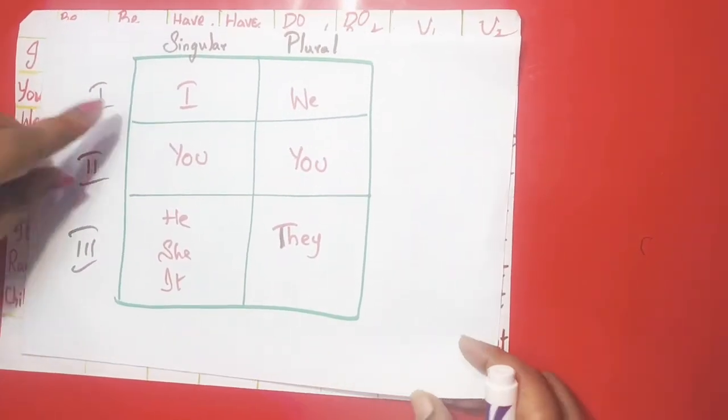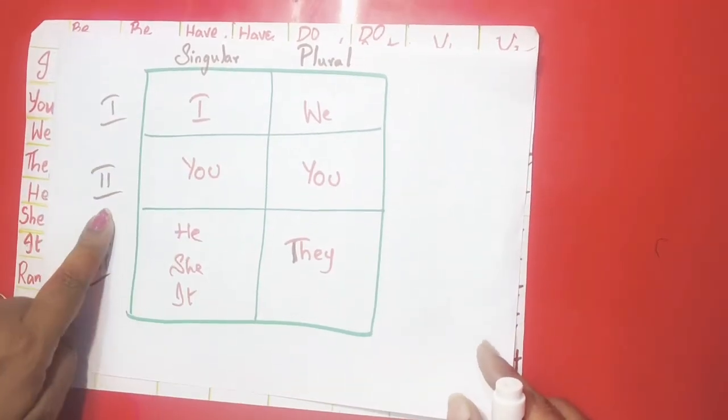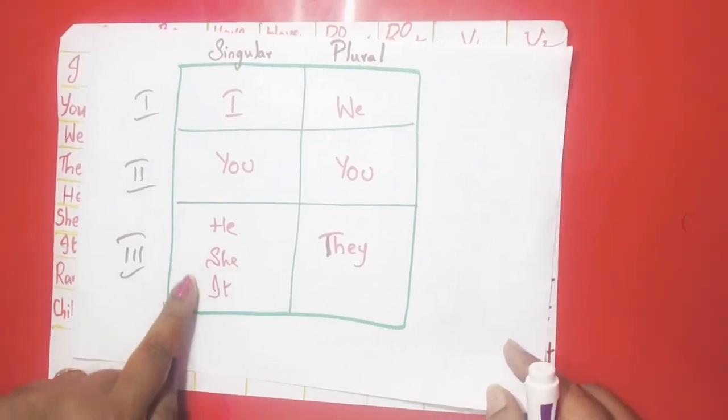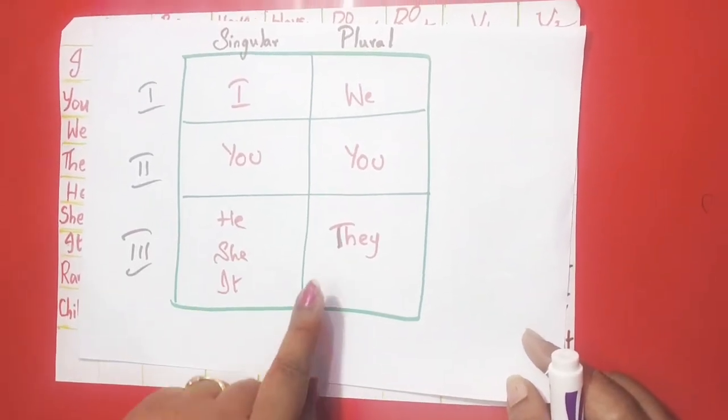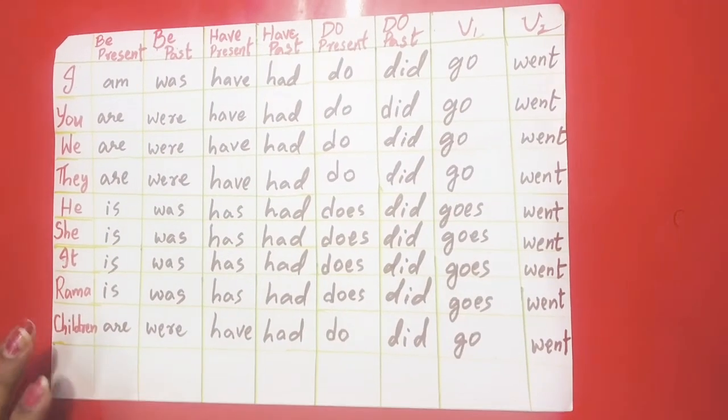I repeat, first person is I, plural for I is we. Second person for singular and plural is you. Third person he, she, it is singular. And third person plural is they. With this we go further.